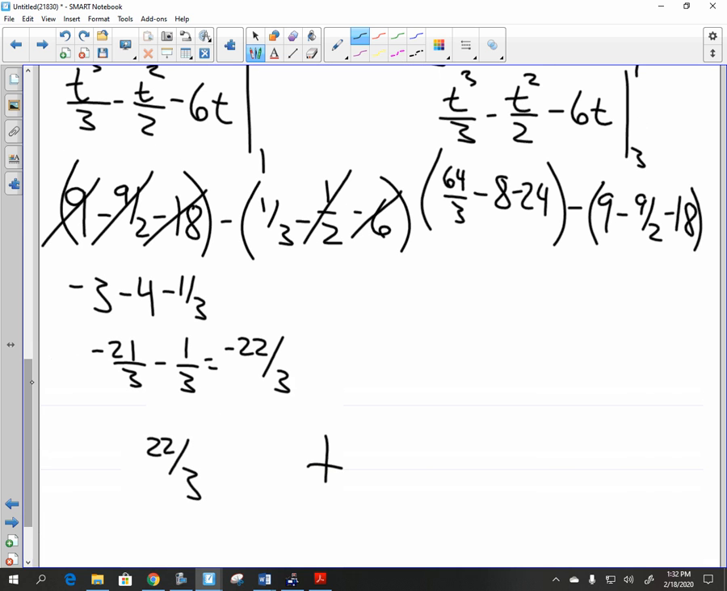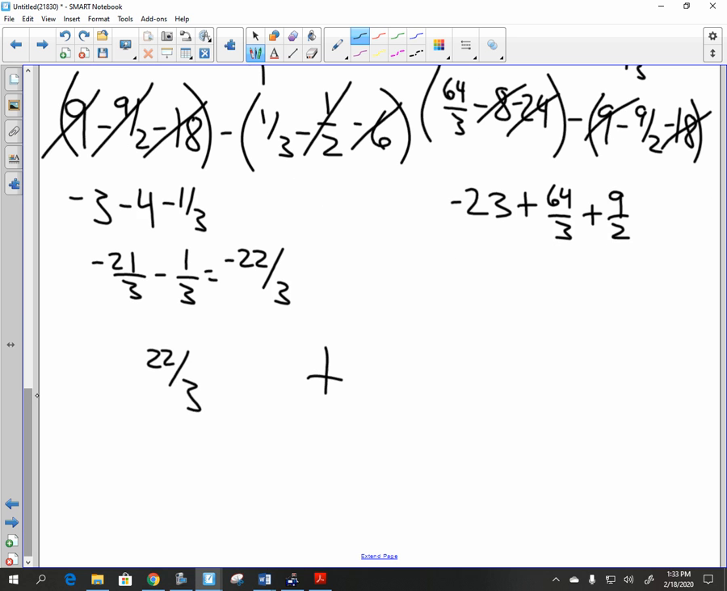So let's go to work there. -8 minus 24, -32 plus 18 is -14. So I've got rid of those. And then -9, that's -23. It looks like I'm going to add that to 64/3. And I'm going to add 9/2 to that.